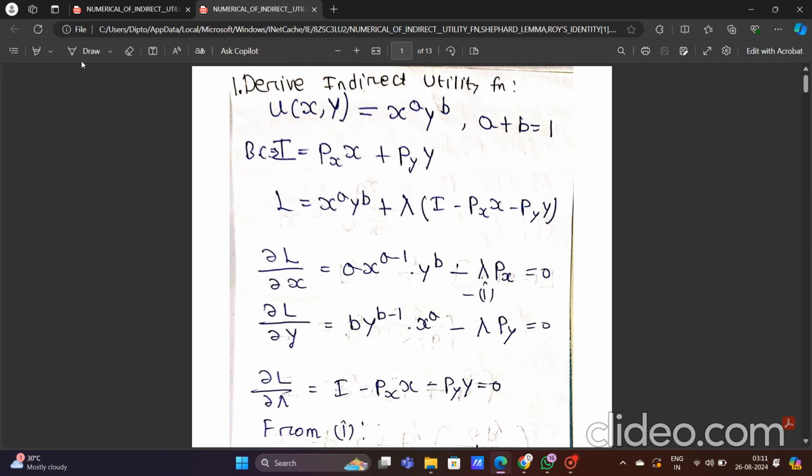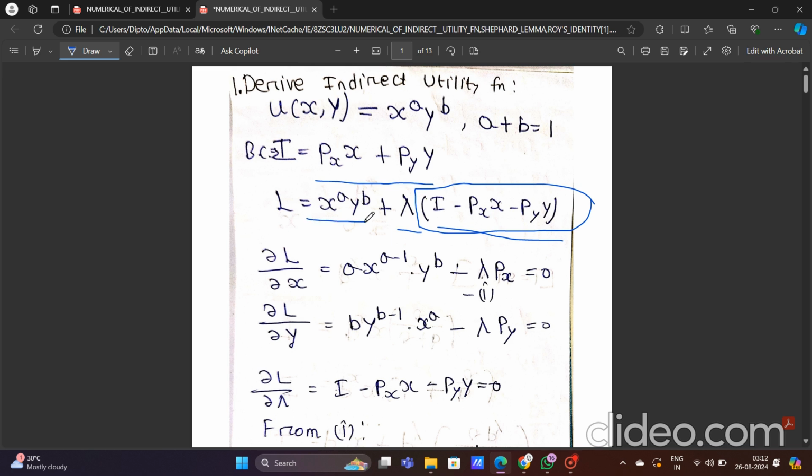This entire expression is taken on the left hand side, so it becomes I minus px into x minus py into y, and that is being multiplied with lambda. So basically this entire expression is nothing but 0, right? Because I minus px x minus py into y is nothing but 0, and lambda multiplied with 0 is nothing but 0. So x to the power a into y to the power b is the only thing that remains.